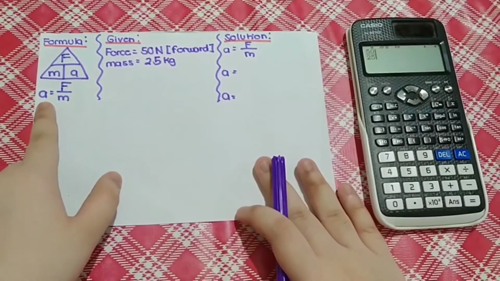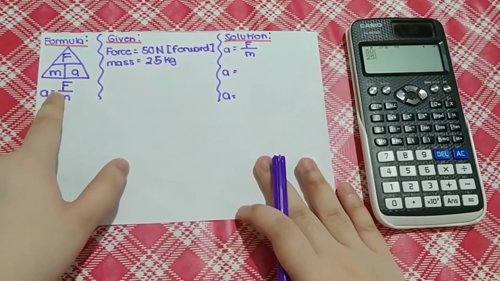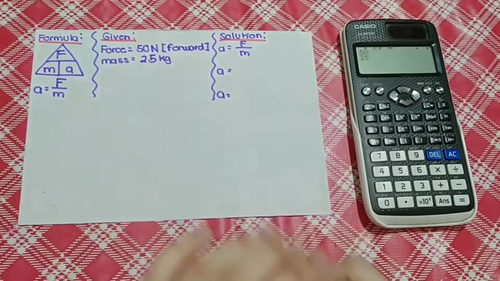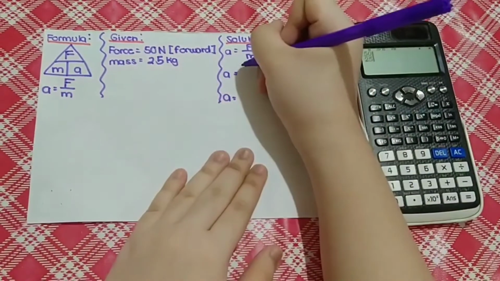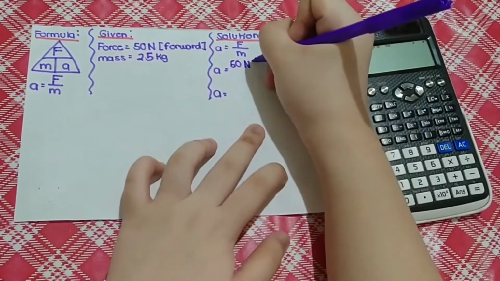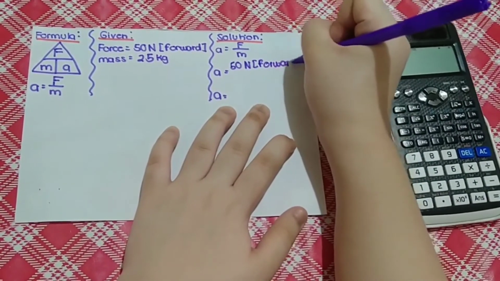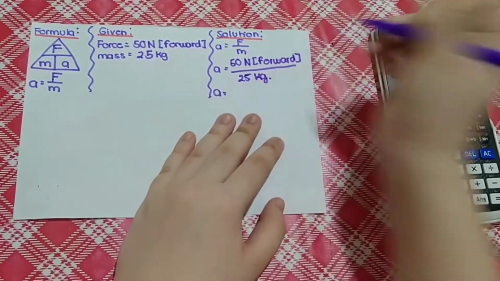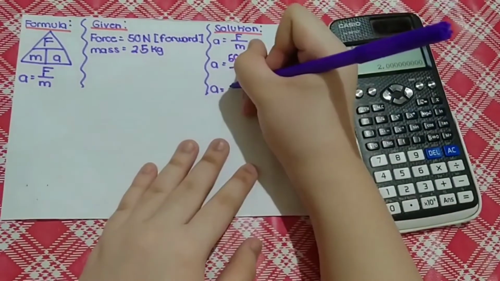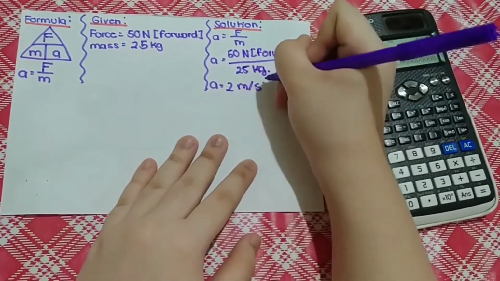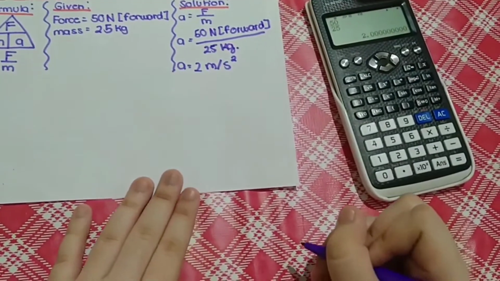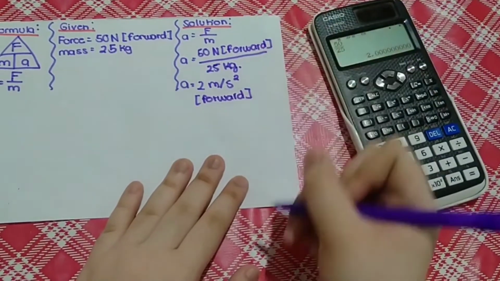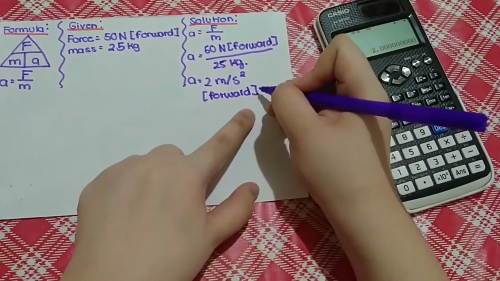So, using the formula, which is acceleration is equal to force divided by the mass, we just need to substitute the given values to the formula. So, acceleration is equal to 50 newtons forward divided by the mass, which is 25 kilograms, is equal to 2 meters per second squared. And don't forget the direction, which is forward, since this is a vector quantity, and that is the acceleration.